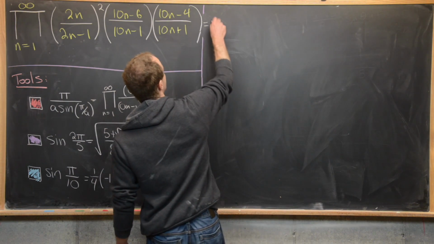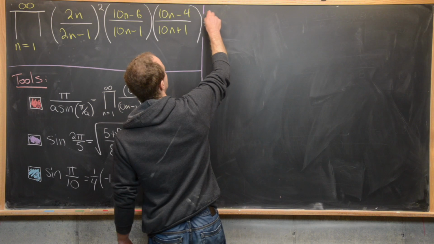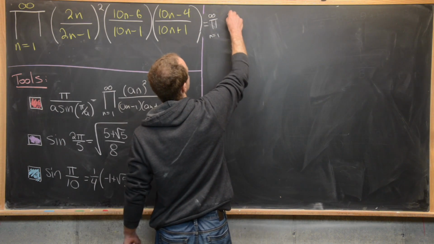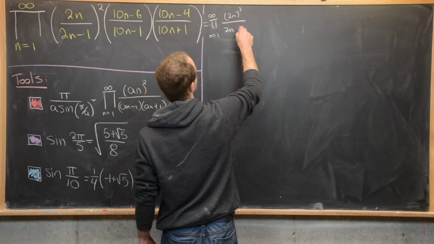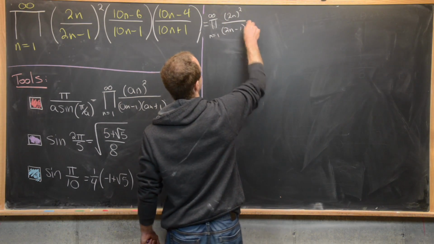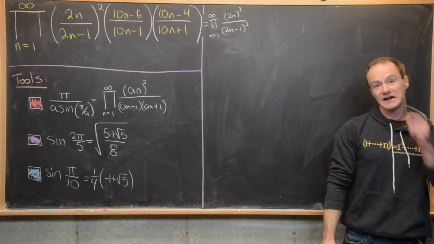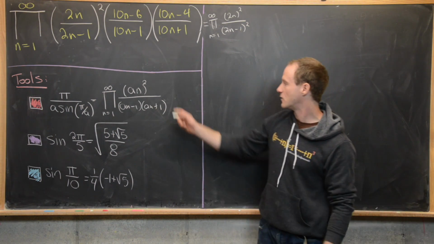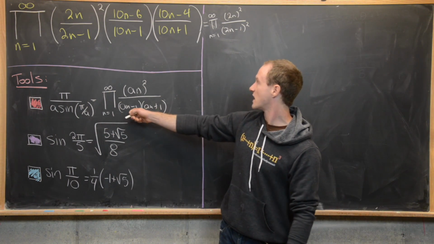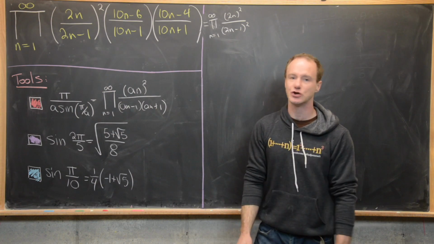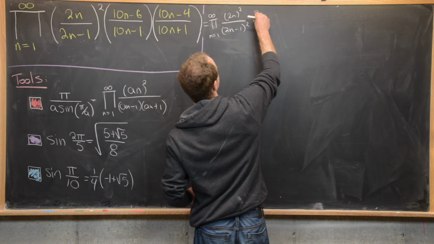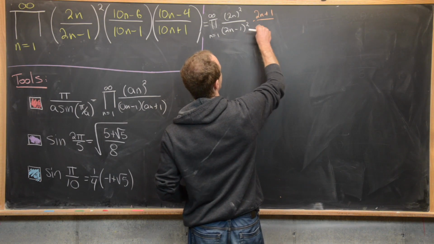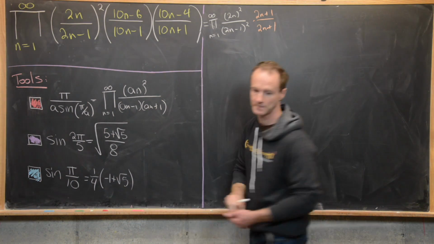So we've got this product as n goes from 1 to infinity. I'm going to write this as 2n quantity squared over 2n minus 1 quantity squared. The next thing that I want to notice is that in order to use this, I've got a 2n minus 1, but now I need a 2n plus 1. So I will multiply by that version of 1, 2n plus 1 over 2n plus 1.